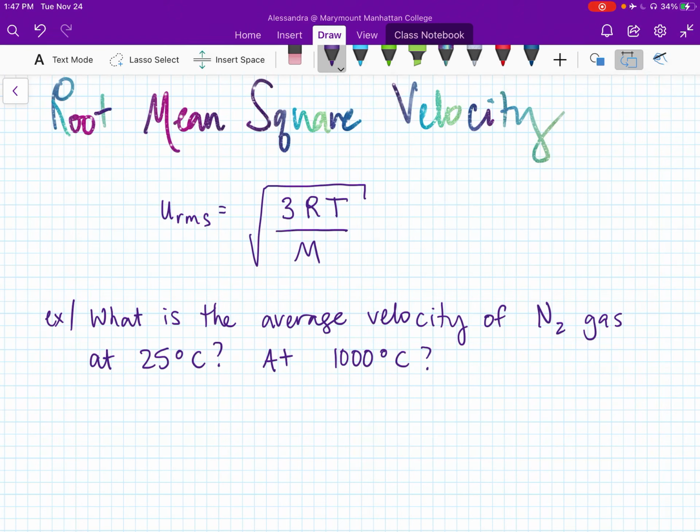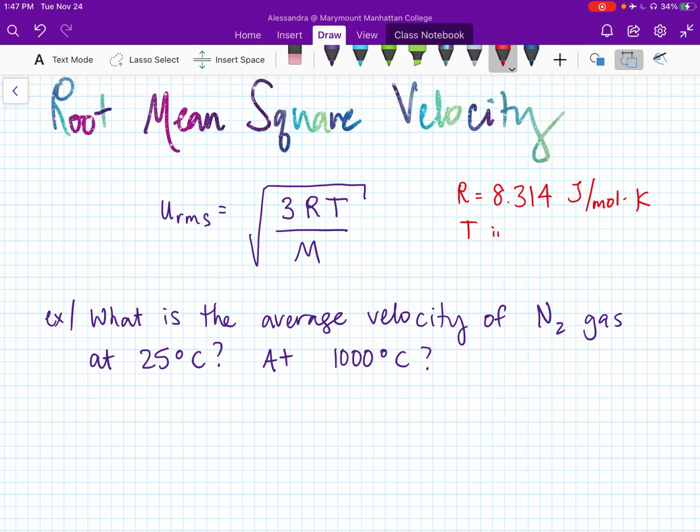Now let's do an example with root mean square velocity of gas particles. You may recall from the previous lecture that the root mean square velocity is calculated as the square root of 3RT over big M. And we just want to remember for root mean square velocity calculations that the R that we want to use is 8.314 joules per mole Kelvin.